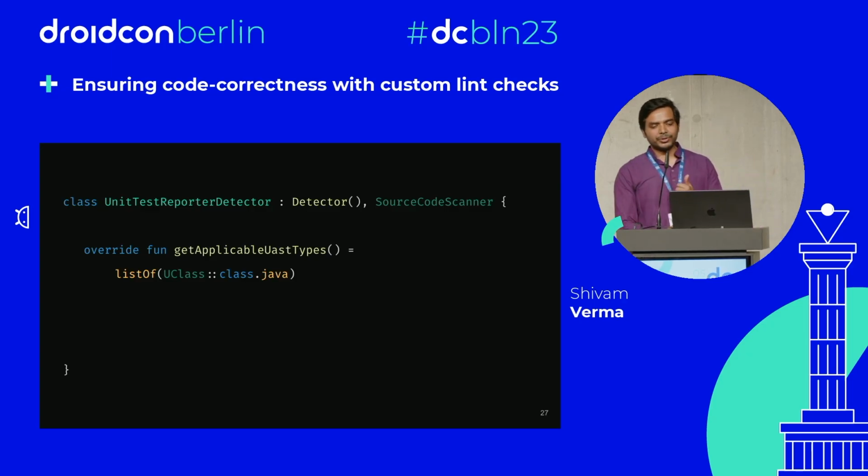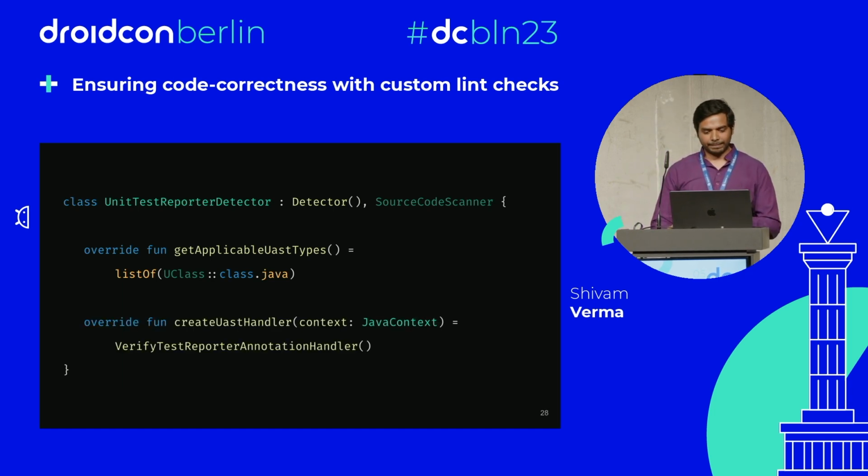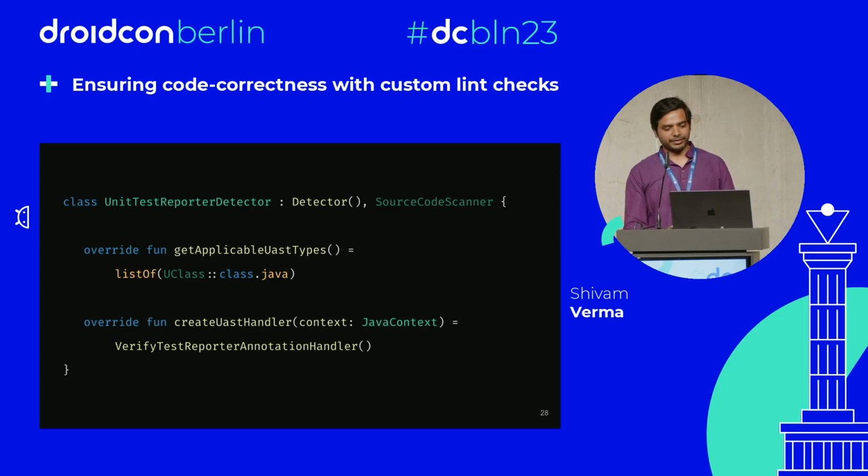Now, with applicable UAST types, we are telling that we only want to run this check on UClass files. So these are basically the test classes that we'll have. And then finally, we say that whenever you run this check on this file, use this test reporter annotation handler. This is the class that's going to actually do the verification and check if those annotations do exist on the classes.